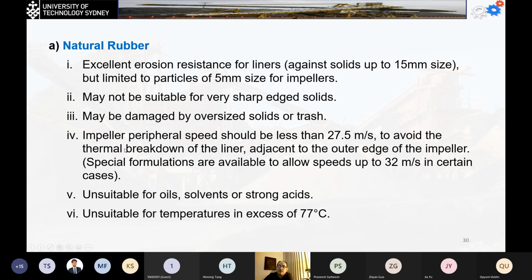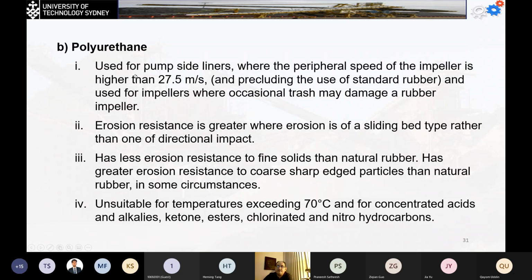Also, it's going to be damaged very fast due to high temperature, so we need to avoid thermal breakdown of the liner. It is unsuitable for oil, solvent, or strong acids, and unsuitable for temperatures passing 77 degrees. As an alternative and more advanced liner, we can use polyethylene.